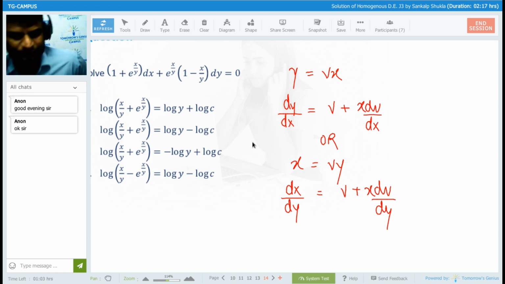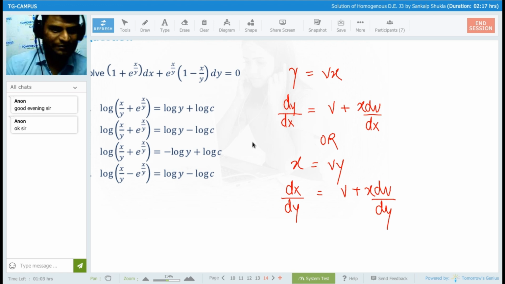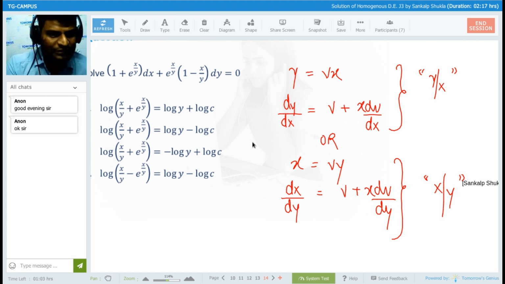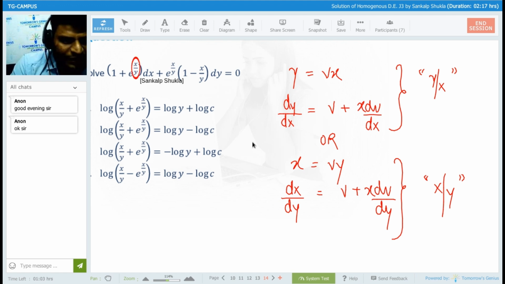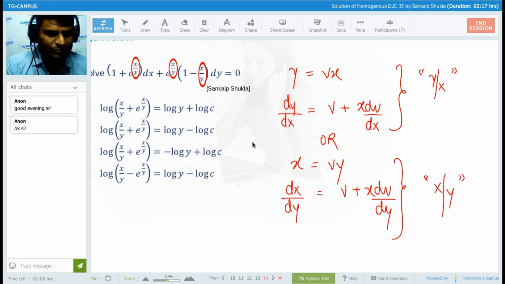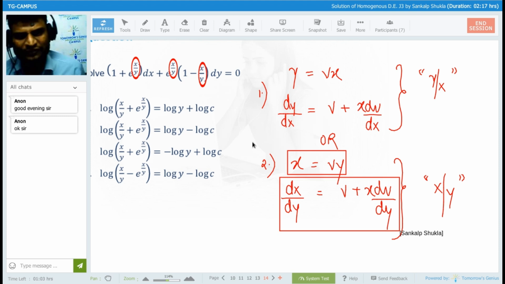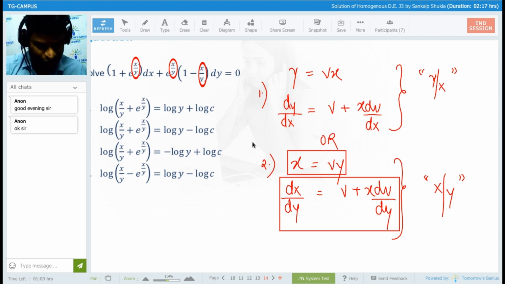So just look at the question. The question is in the form of x by y, not y by x. So this is favorable if the equation is taking the form y by x. But this is favorable if the question is taking x by y form. So our question is in x by y form, right? See, this is x by y. This is x by y. This is x by y. Again, this is x by y. So you should go with option number 2: x is equal to vy and dx by dy is equal to v plus y dv by dy. Now tell me, is anybody there who has used the second option?